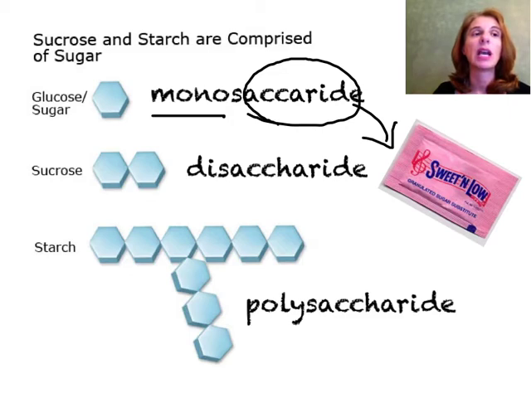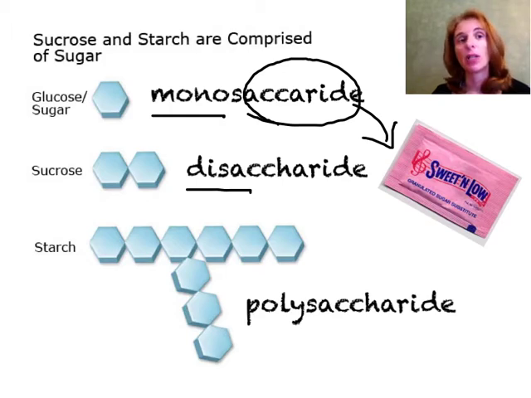This is one you'll see as a final product in the reactions of photosynthesis that we're going to talk about later. If you take two of those sugar rings and put them together, that makes a disaccharide. And table sugar that you might buy at the store or use in baking is a disaccharide.